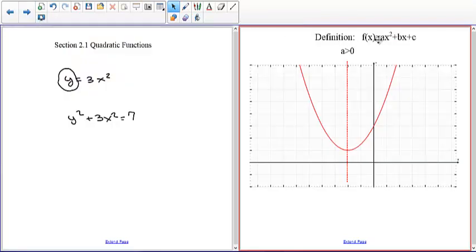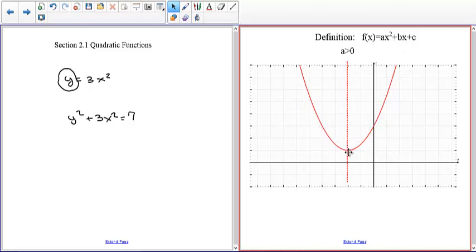Okay. So here's a quadratic function. So a cannot be 0 because if a is 0, then it becomes a linear function. But otherwise, a, b, and c can be any real numbers. And the general shape of a quadratic function, f of x equals ax squared plus bx plus c, is this shape. We would call it a parabola.